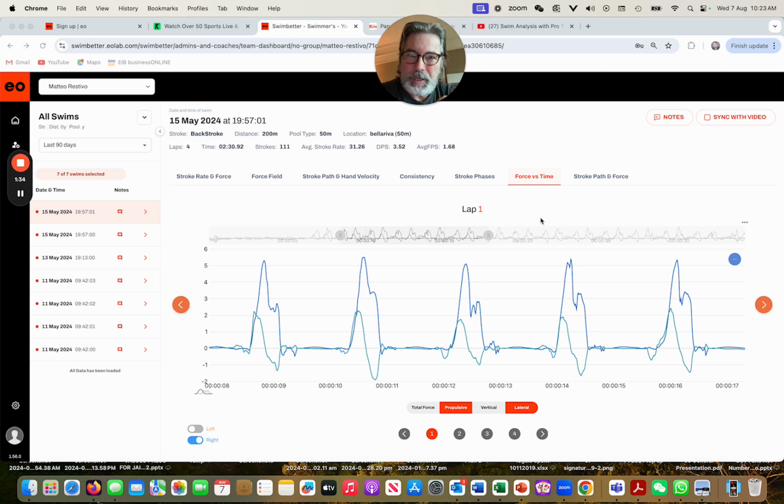We've done it because we had a mismatch in how we present data between freestyle and backstroke. And it's to do with the lateral direction. In freestyle, the rules for reading the lateral force on the force versus time chart are very simple. When the lateral force is positive, it means that the hands are facing outwards. And when the lateral force is negative, the hands are facing inwards.